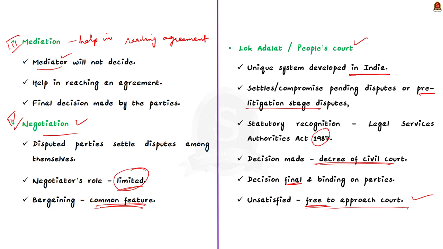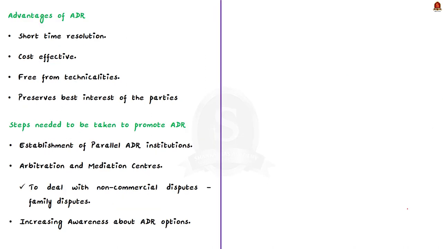Now, talking about the advantages of ADR over the conventional judiciary system in India. See, ADR takes less time, so it will help people to resolve their disputes in a short period as compared to the courts. Then, ADR is cost effective when compared to the judicial system in India, and it is free from the technicalities of courts.